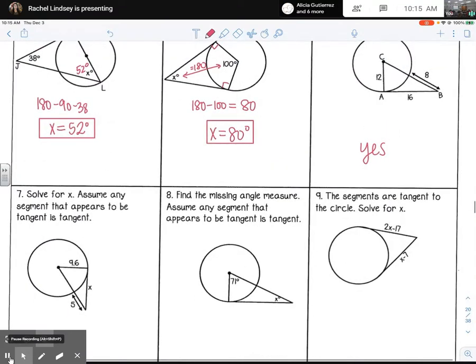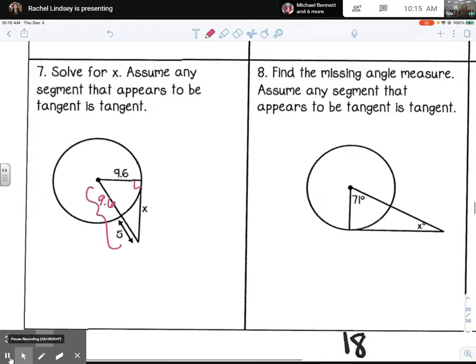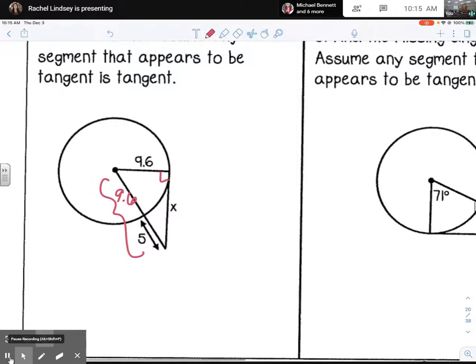And then number 7, I need to solve for x. In order to solve for x, I need to know that this would be my right angle, and then I need to know this whole side. What would this little part right here equal? 9.6. So if that little part's 9.6, what's that whole side? 9.6 plus 5. 14.6. So now 14.6 will be my C. My other 2 will be my A and my B.